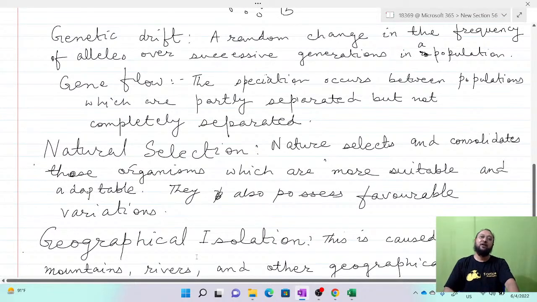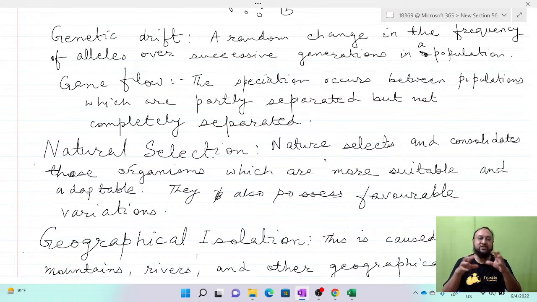So I told you that genetic drift is a random change in allele frequency in the population. In sexual reproduction this is a common phenomenon. Genetic drift occurs over successive generations, and we see a random change in the frequency of alleles. Now, gene flow speciation occurs between populations that are partly separated but not completely separated.